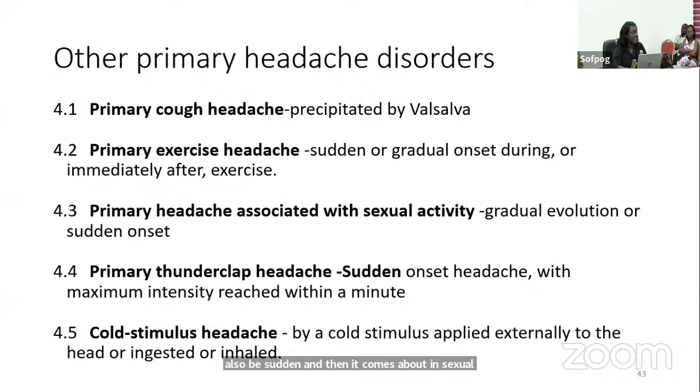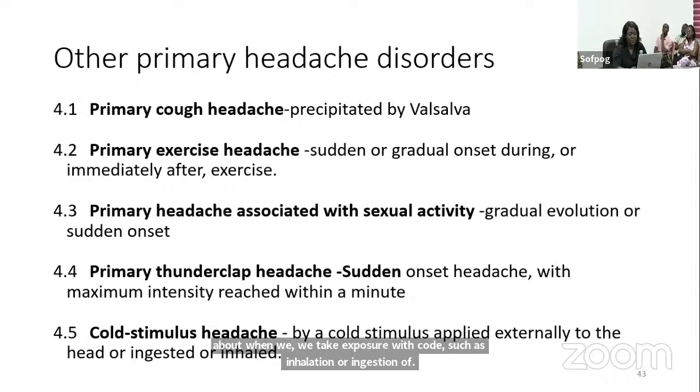Then there's primary thunderclap headache, which is a sudden onset headache. It has a maximum intensity within a minute. And this type of headache cannot be differentiated from the thunderclap headache that occurs in subarachnoid hemorrhage. So it's always important to screen for secondary types of headaches when you get a patient with this. Then there's cold stimulus headache, which comes about with exposure to cold, such as inhalation or ingestion of a cold substance.